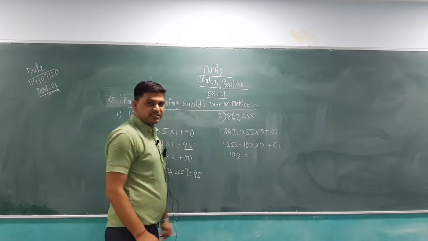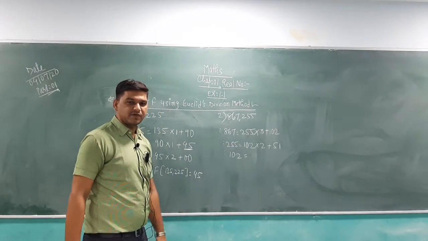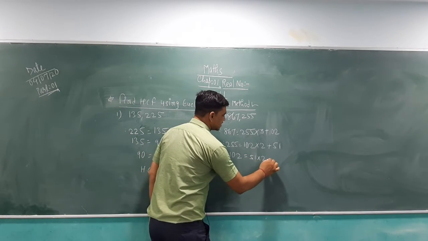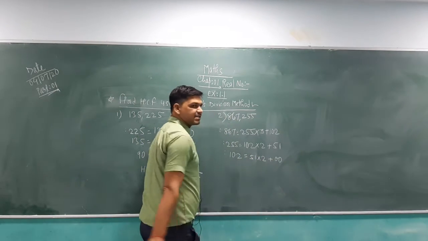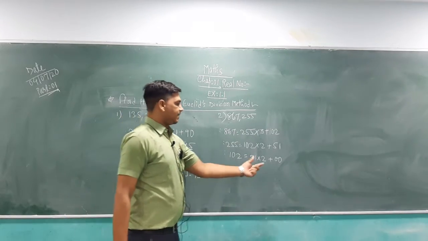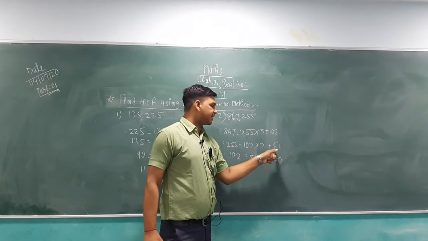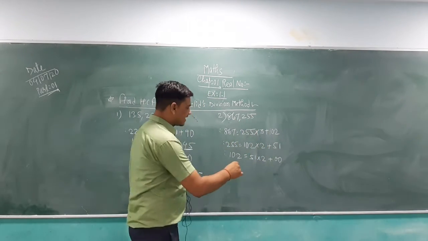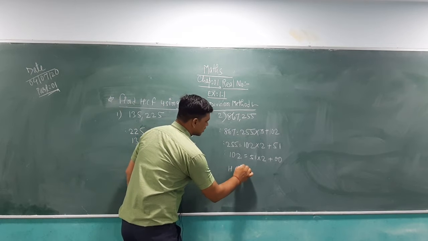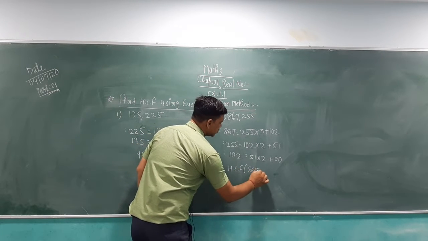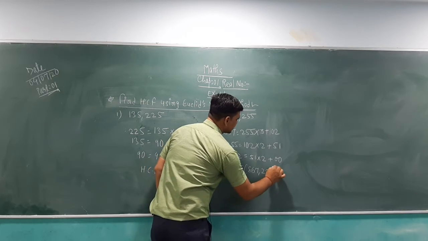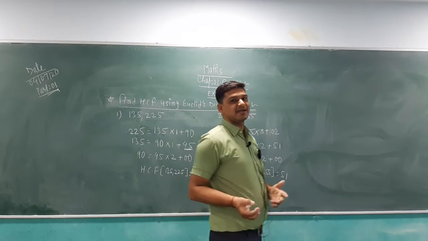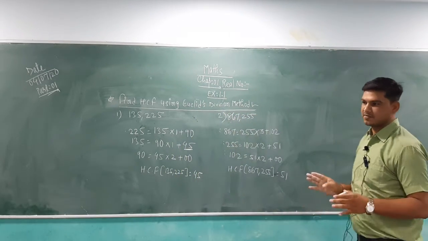Now in the next step, we take 102. 102 is equal to 51 into 2, plus the remainder, which will be 0. When the remainder is 0, the previous remainder, that is 51, is the HCF. So the HCF of 867 and 255 is 51. That is a simple Euclid's division algorithm. By using this, you can find the HCF of the numbers.